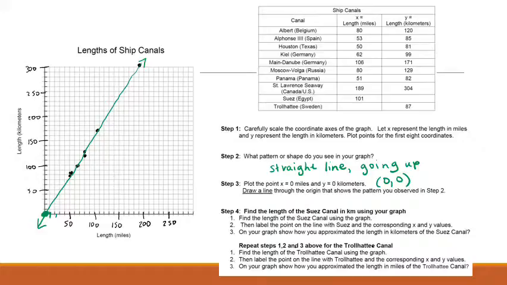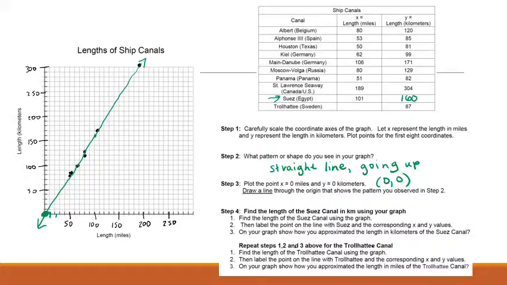So now I'm moving into step 4, and I'm finding the length of the Suez Canal. And the Suez Canal has a length in miles of 101. So I'm going to go ahead and go over to approximately 101. I'm going to go up, and I'm going to say that my point is approximately here. So I'm going to call that value perhaps around 160, maybe 161. I'm just going to give it an approximate sense of how I did that.